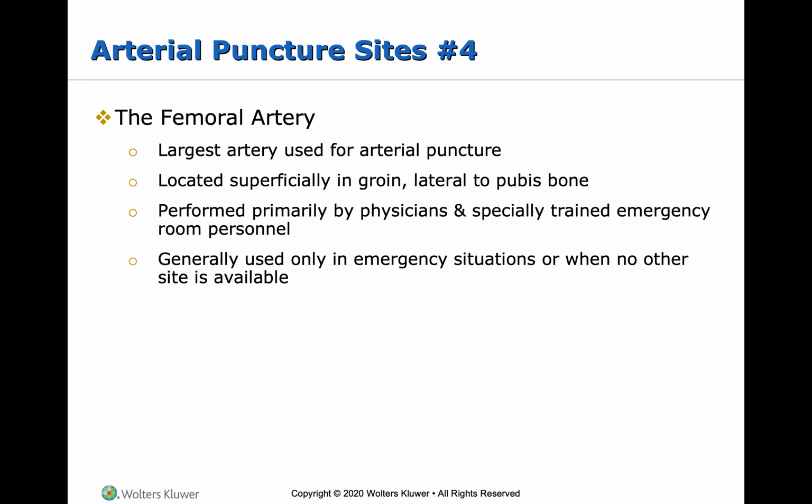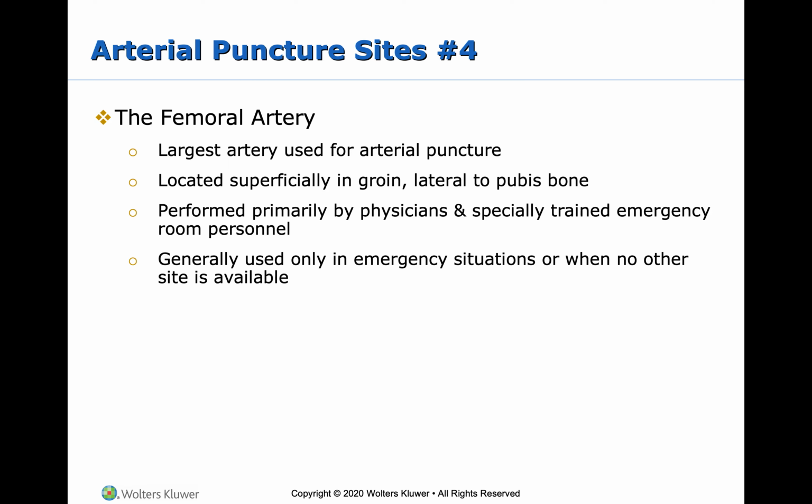It is located superficially in the groin, so this is why it might not be the best choice for arterial puncture. Anything that's located near your groin or your pubic area increases your risk of infection tremendously, so that's why it would be the last choice out of the top three. It is performed primarily by physicians and specially trained emergency room personnel. Like I said, I haven't seen a respiratory therapist do an ABG collection off of a femoral artery, probably because it needs to be performed by trained physicians. And it's generally used only in an emergency situation where no other site is available.